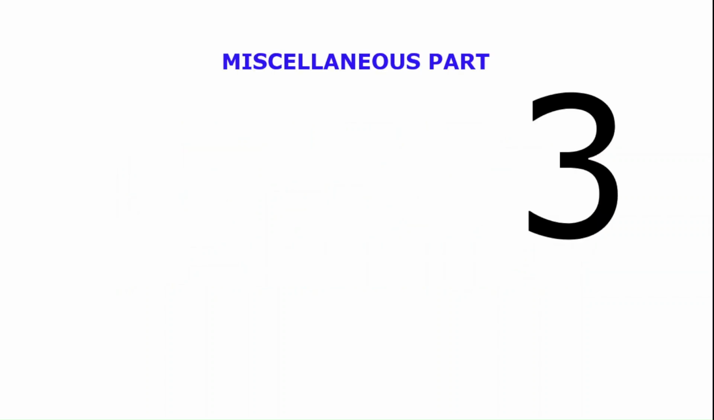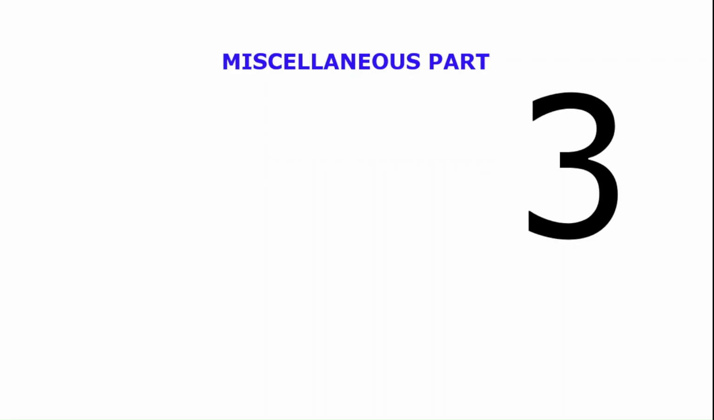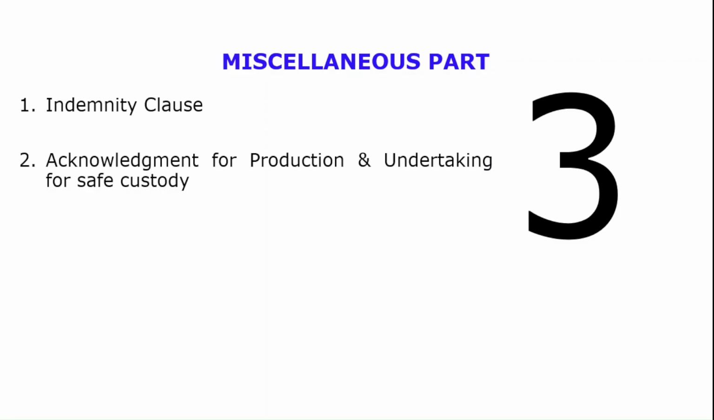So what are the clauses under the miscellaneous part of a deed of assignment? One, we have the indemnity clause, and then we have the acknowledgement for production and undertaking for safe custody. So how many clauses do we have for the miscellaneous part? Two: the indemnity clause and the acknowledgement for production and undertaking for safe custody. So let's talk about the indemnity clause.